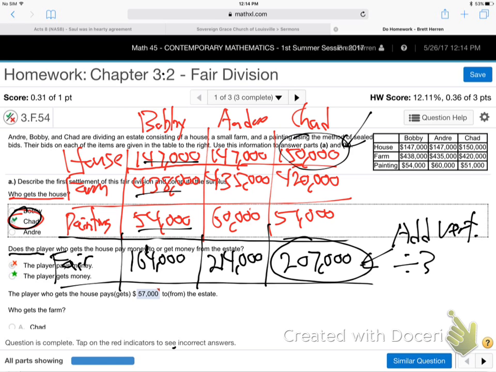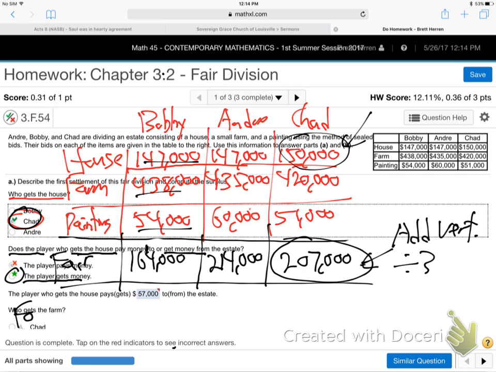Does the player who gets the house pay money or get money? The answer is the green one. I answered it wrong. The player gets money. I mean, Chad is going to get money. He's going to get the house, and he's going to get some cash. We haven't talked about how much yet. We'll get to that in a minute. Let's keep going. Next question. Who gets the farm?